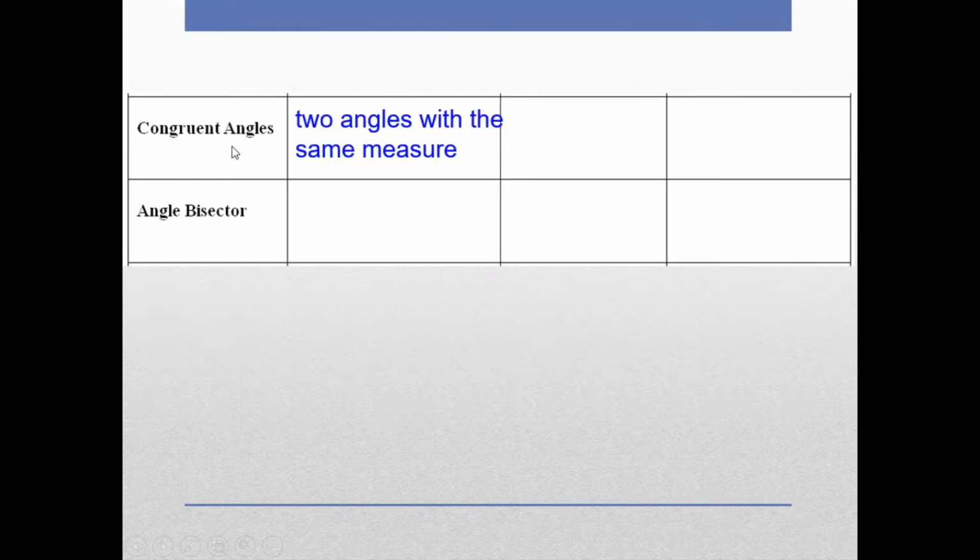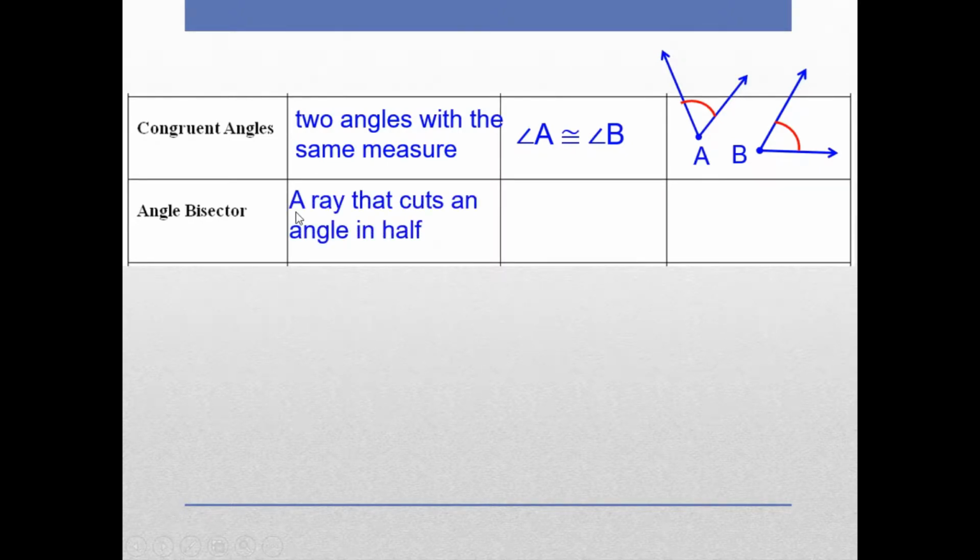Congruent angles, just like segments, are two angles with the same measure. You indicate that in a diagram with these little arcs right here. And then writing that angles are congruent, you still use the congruent symbol we learned about with segments. Finally, an angle bisector is a ray that cuts an angle in half. So what that looks like, if you have an angle and then another ray through the middle, that makes two congruent angles out of that larger one. That is called a bisector.